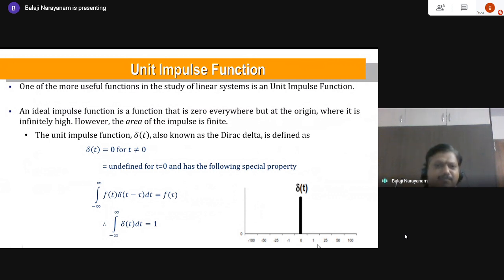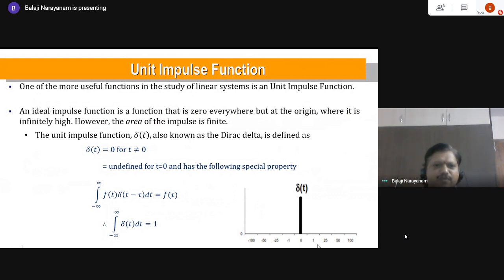Suppose my input is changing gradually, how is the output of the system going to change? I am going to test by making use of such functions. So we are going to discuss first these unit impulse, unit step, and unit ramp. The first standard test input signal is the unit impulse signal.